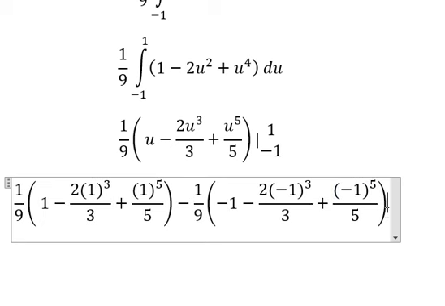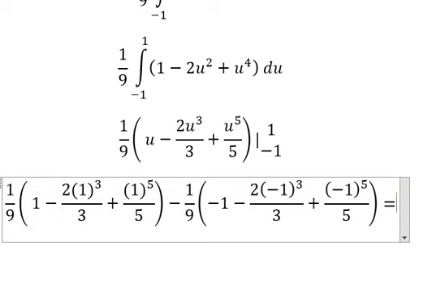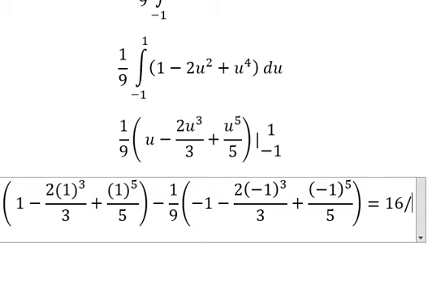So we calculate this one, and we have 16 over 135. And this is the final answer.